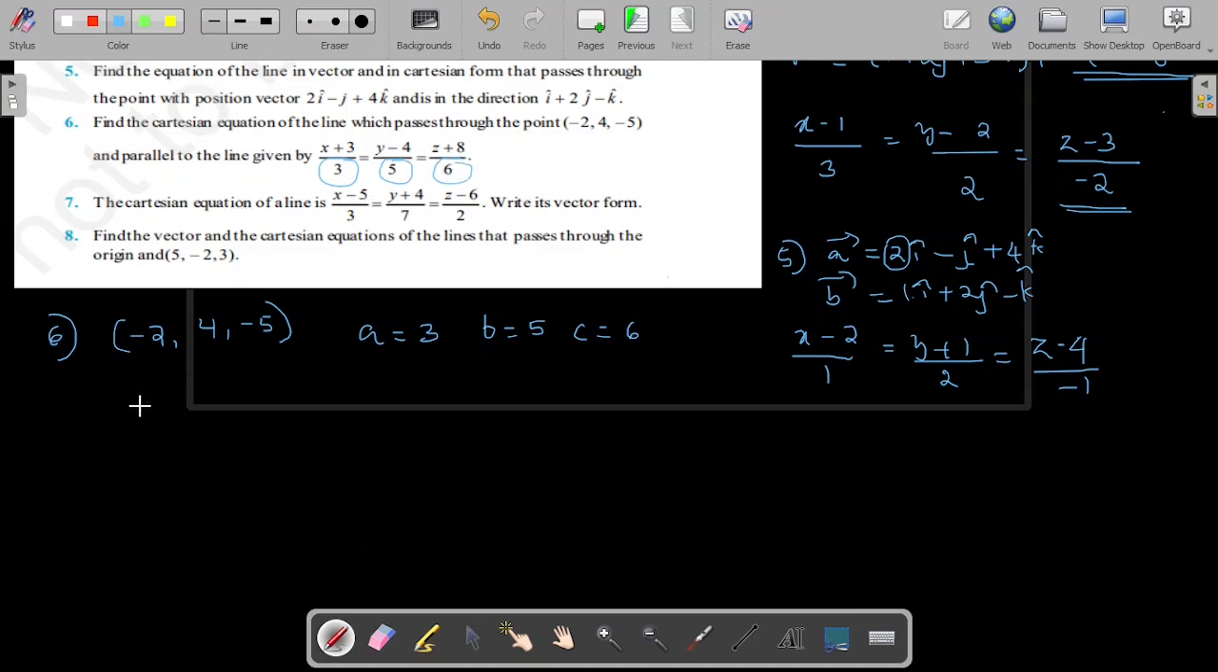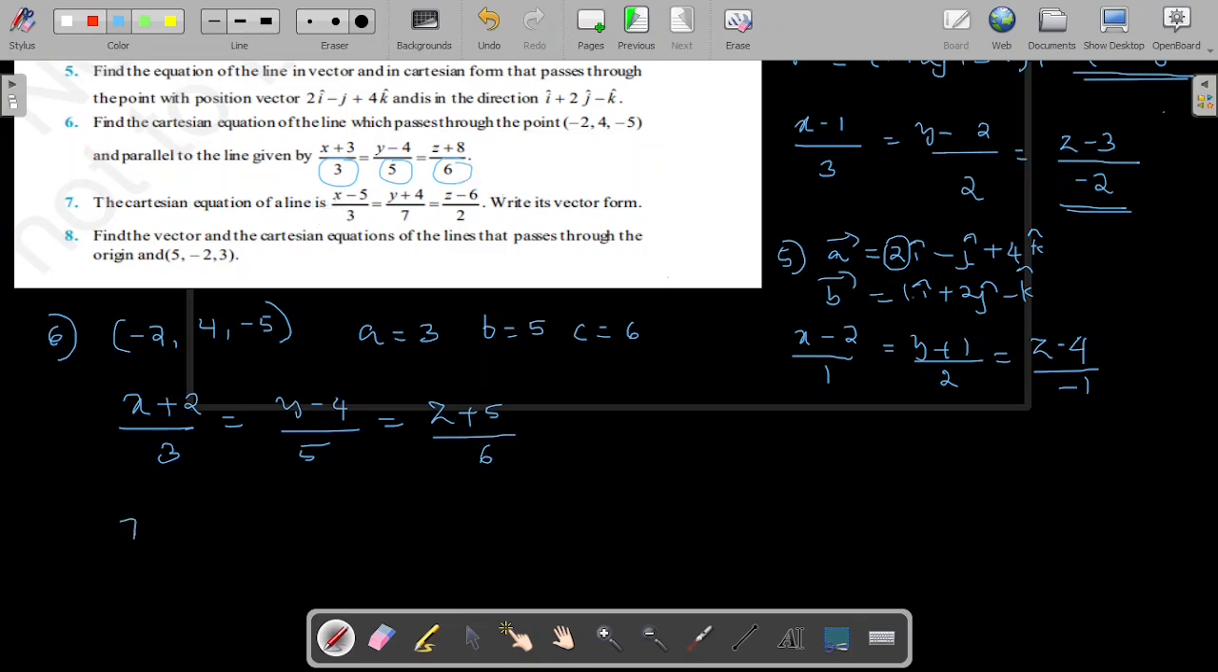Therefore, the Cartesian equation they are asking for is (x minus x1) which is (x plus 2) divided by 3, equal to (y minus y1) which is (y minus 4) divided by 5, equal to (z minus (minus 5)) which is (z plus 5) divided by 6. Now the next question: the Cartesian equation of a line is given, write its vector form.